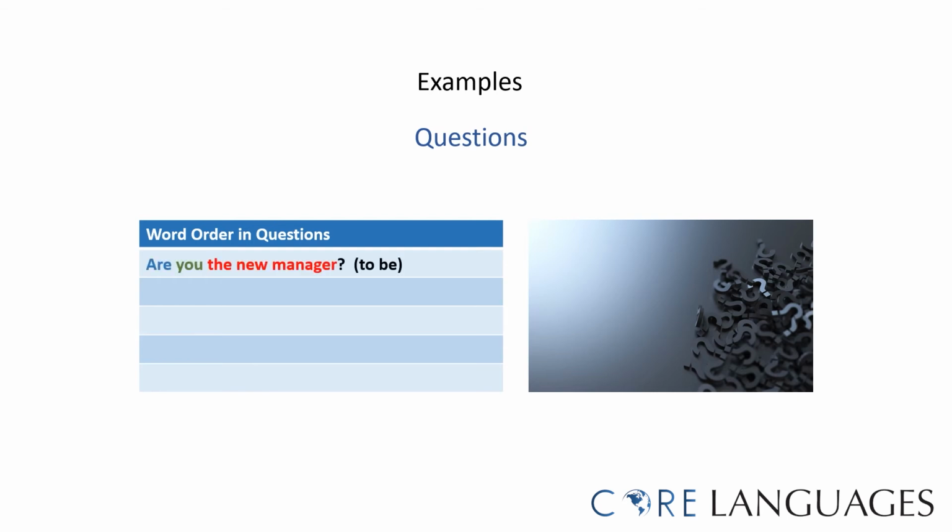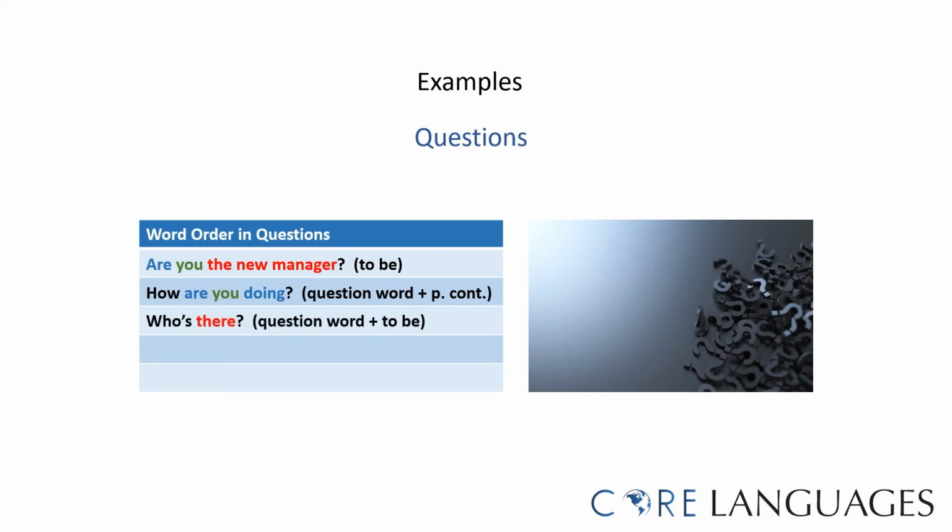Are you the new manager? This question does not use a question word and uses the verb to be. So the word order is verb and then the subject. How are you doing? This question uses a question word and it is in the present continuous. So the subject is between the verb to be and the present participle.